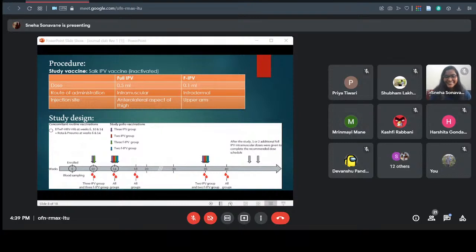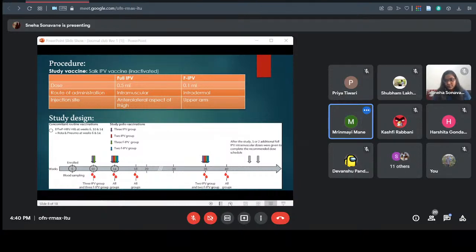Okay, no problem. So for this study, the SALG injectable polio vaccine, which is an inactivated type of vaccine, was used. For the full-dose IPV groups, the dose was 0.5 ml, the route of administration was intramuscular, and the injection site was the anterolateral aspect of the thigh. Whereas for the fractional IPV groups, the dose was 0.1 ml, the route of administration was intradermal, and the injection site was the upper arm. So moving on to the study design.